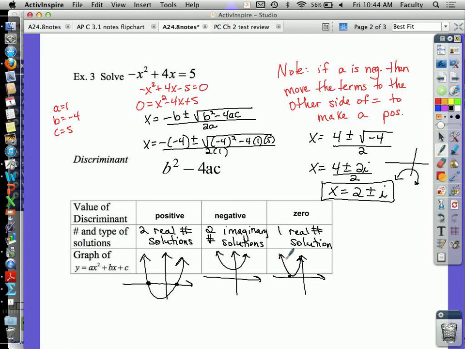So when the discriminant is positive, it crosses the x-axis twice. When the discriminant is negative, it has 2 imaginary solutions and it never crosses the x-axis. And if the discriminant is 0, the vertex is on the x-axis and there's one solution.